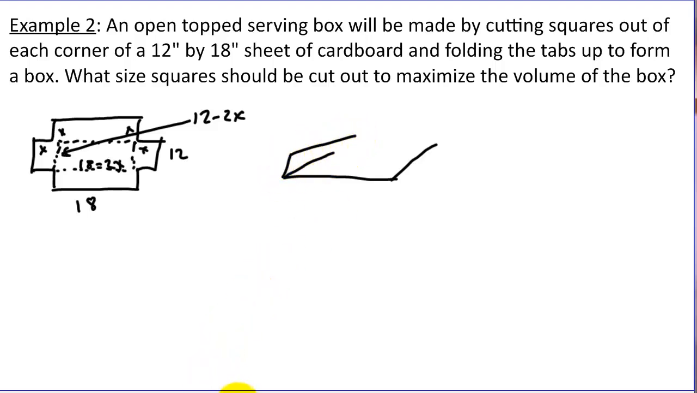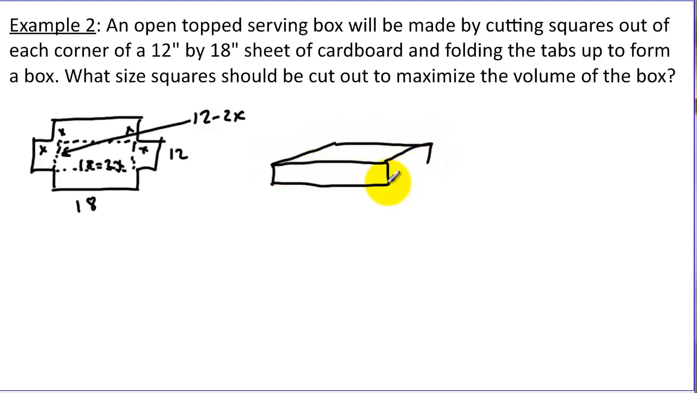So we're creating a box. Oops, let me start that over. That wasn't a very good box. So we have a box like this. And this again is 18 minus 2x, this is 12 minus 2x, and this height is x. And we're trying to maximize volume. So the volume of a box is those three dimensions multiplied together.